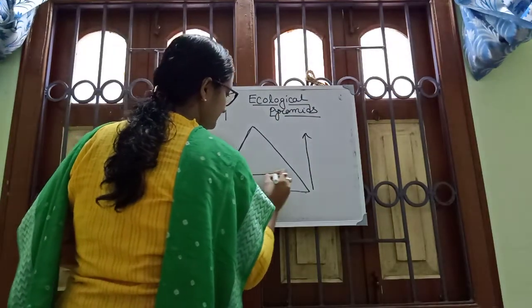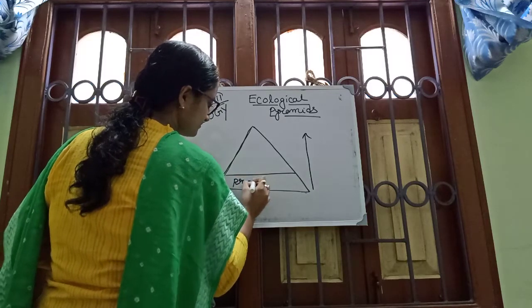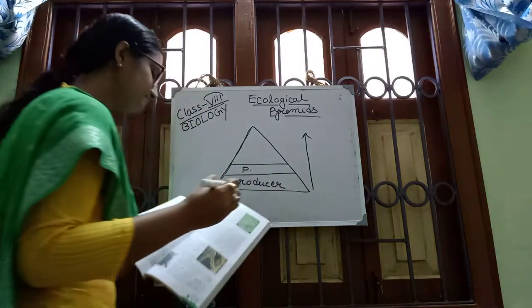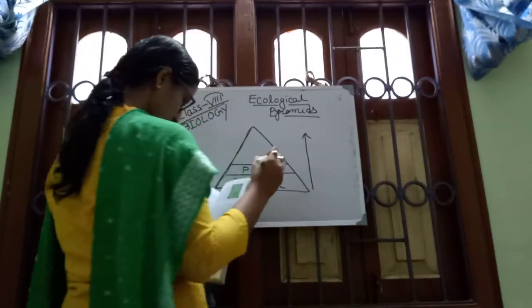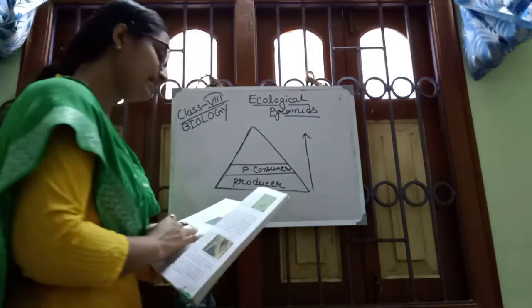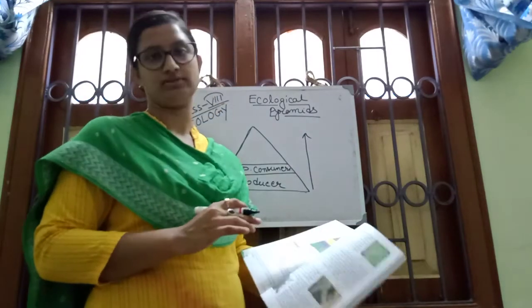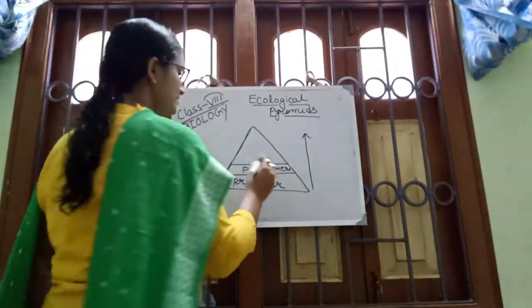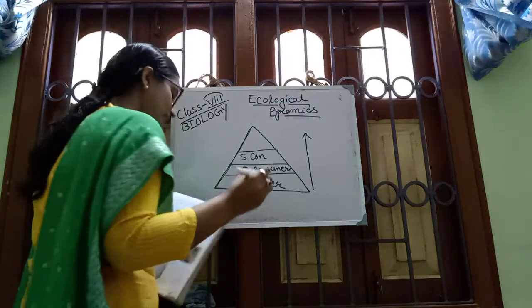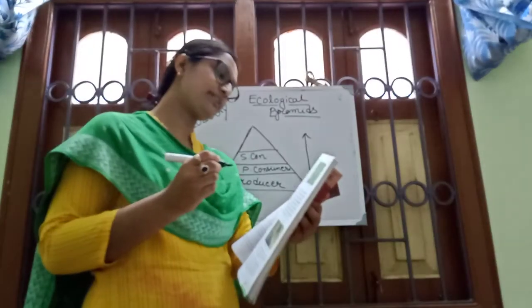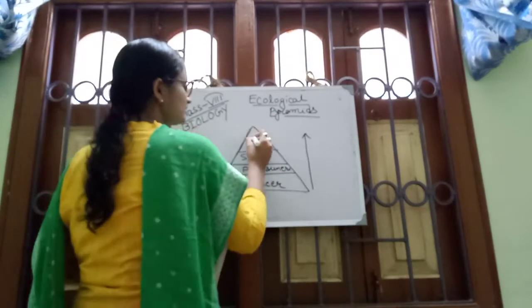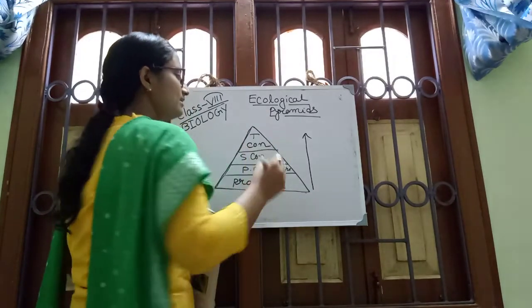The number of producers is more than the primary consumers. Again, the number of primary consumers is more than the secondary consumers. Secondary consumers are the carnivores. After that, the number of secondary consumers is more than the tertiary consumers. The tertiary consumer is at the top level of the pyramid.